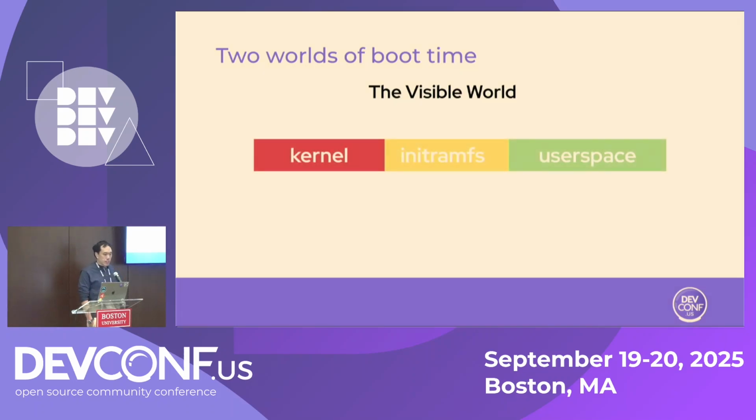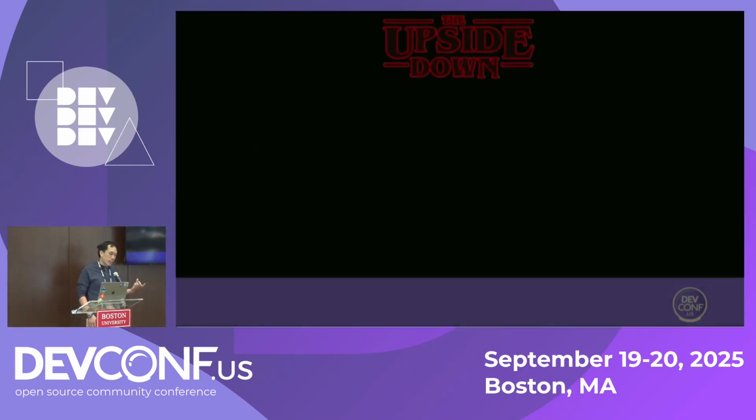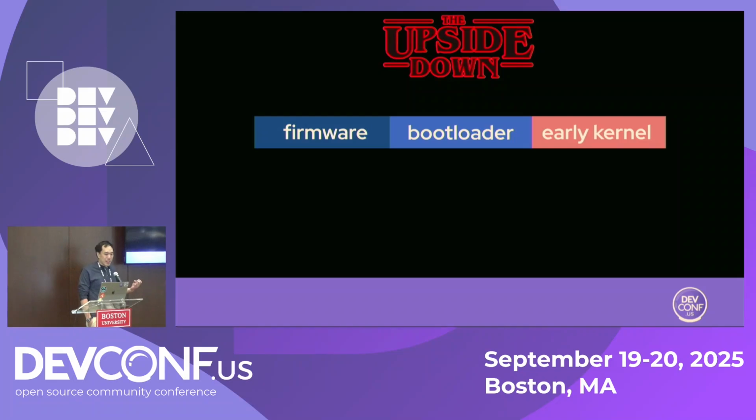I like to think of boot time as two worlds. There's the visible world, the stuff we can usually see: the kernel, the initramfs, and user space. This is easily measurable using systemd-analyze and journal logs. But there's also another part that these tools can't easily measure, and I call this the upside down. It has firmware, bootloader, and early kernel. And unlike Stranger Things, there are no Demogorgons, they're just firmware. These three phases matter because systemd-analyze can't measure them, and they're needed to get the wall clock time.